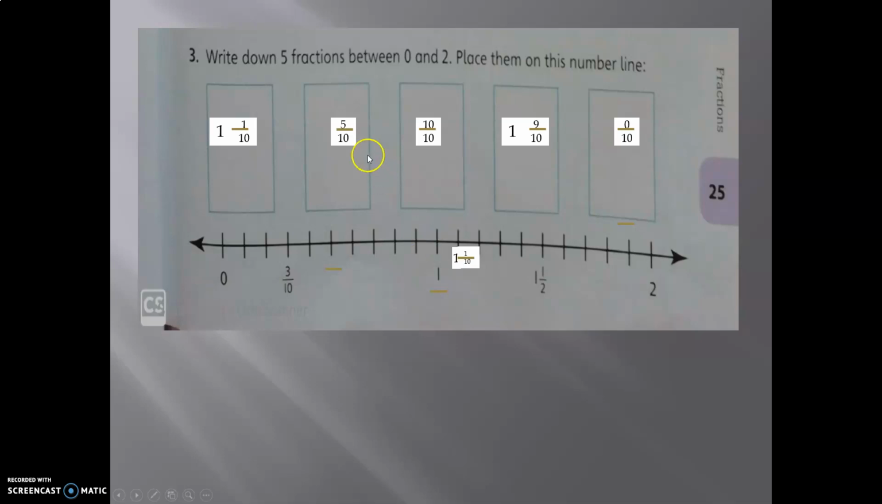Okay, let's go to 5 out of 10. It is a proper fraction, so it is less than 1. From 0 to 1, you need to cut into how many equal parts? 10 equal parts. Then I will move 1 out of 10, 2 out of 10, 3 out of 10, 4 out of 10, 5 out of 10. Here I can put 5 out of 10. Okay, 6 out of 10, 7 out of 10, 9 out of 10, sorry.